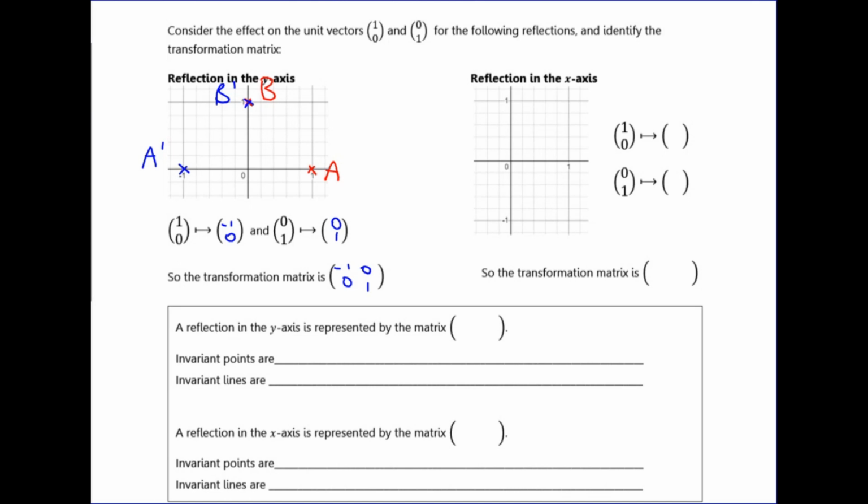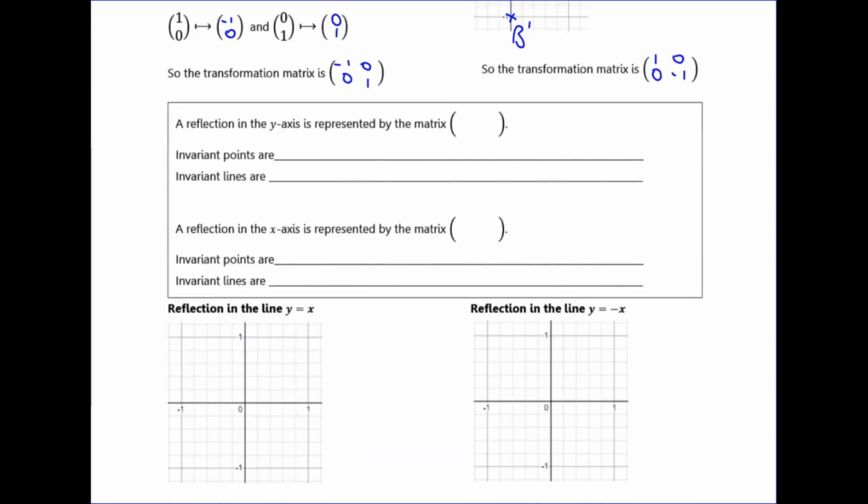For reflection in the x-axis, again, if you start off with A and B, reflecting those in the x-axis, A stays where it is. So 1, 0 goes to 1, 0. B gets reflected down, so the image of B is down here at 0, minus 1. And so you can write these in a matrix. The matrix 1, 0, 0, minus 1 is the transformation matrix for a reflection in the x-axis. So if you're given the transformation, write down the vectors A and B, or the points A and B, do the transformation to them, and then you can work out what that matrix is from there.